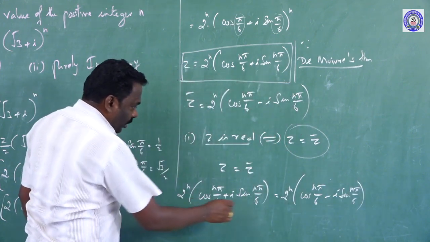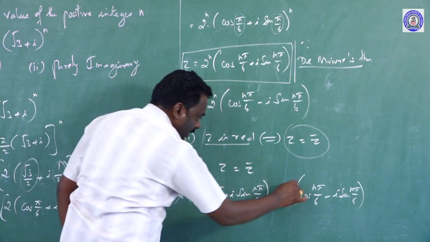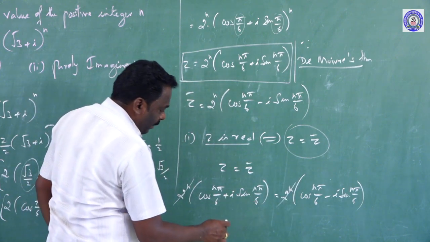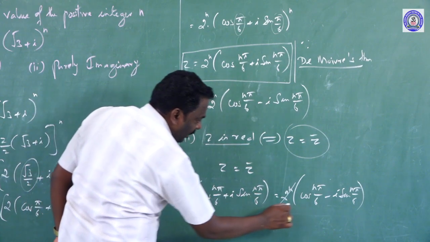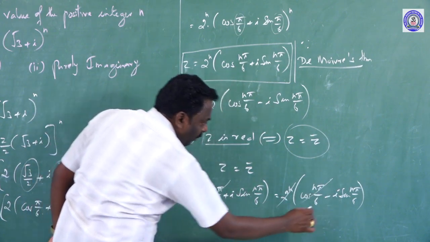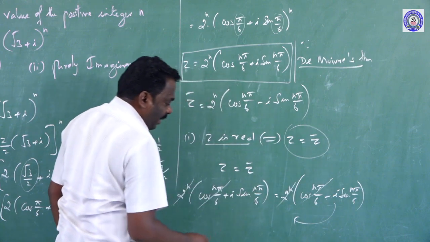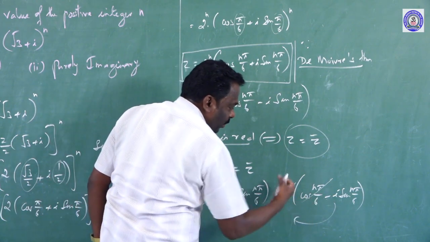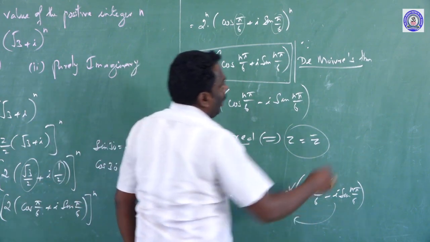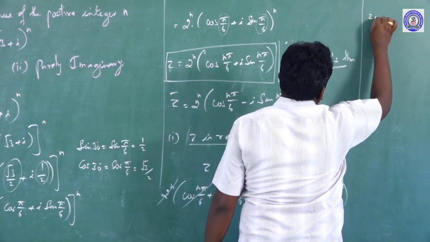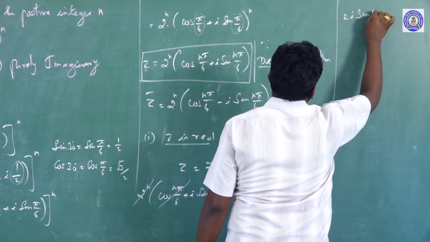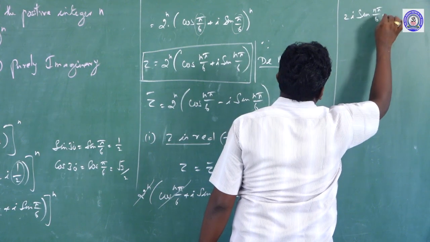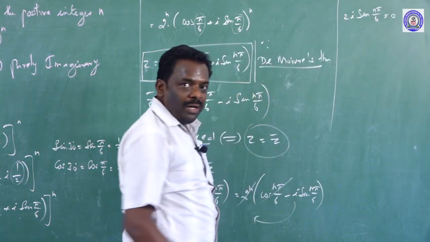Now what is it? These two terms, we can transfer or cancel them. If you remove the bracket, it is a plus term, and this is also a plus term, so both cancel. If you transfer the minus term to the right hand side, it becomes plus, so we obtain two terms. Therefore 2 times i into sin n pi by 6 is equal to 0. Do you understand?